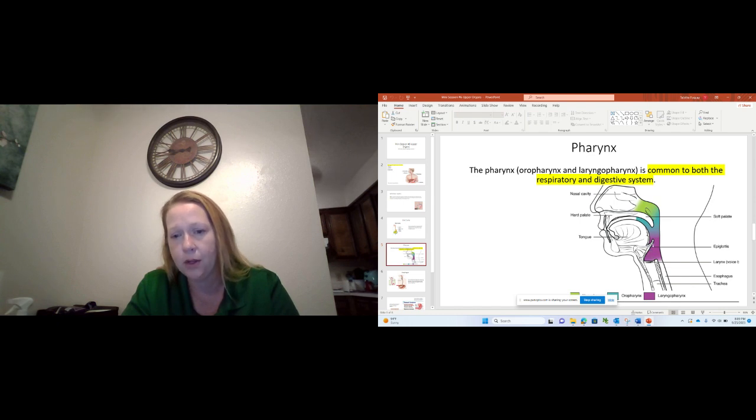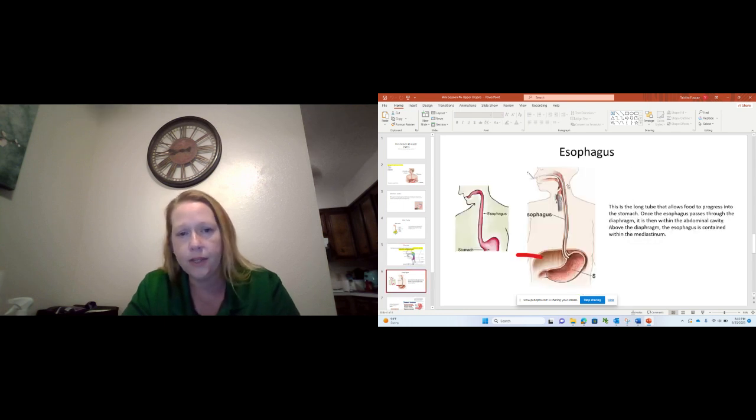Once you get past the epiglottis, the little flappy thing that closes this over your trachea so that food doesn't go into your windpipe, food goes behind your trachea to the esophagus. Now, if you're laying down flat, your trachea is most anterior. Your esophagus is most posterior. In this picture right here, the esophagus is posterior to the trachea. The trachea is anterior to the esophagus.